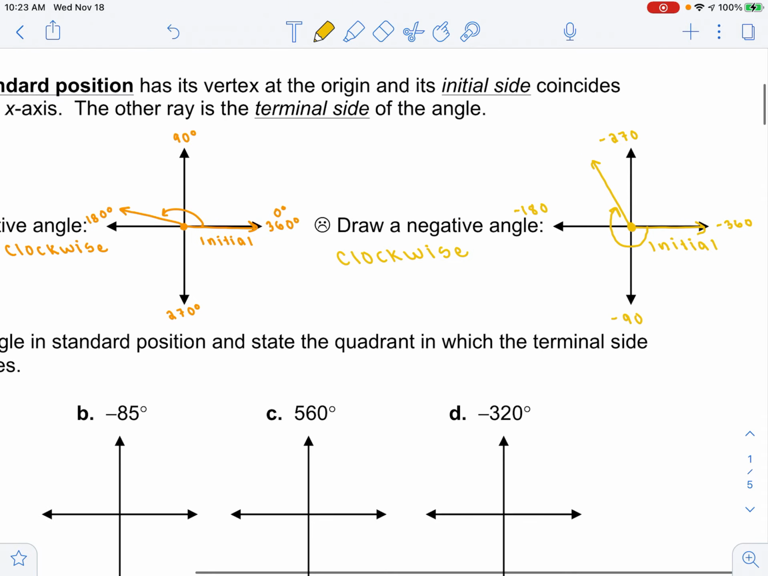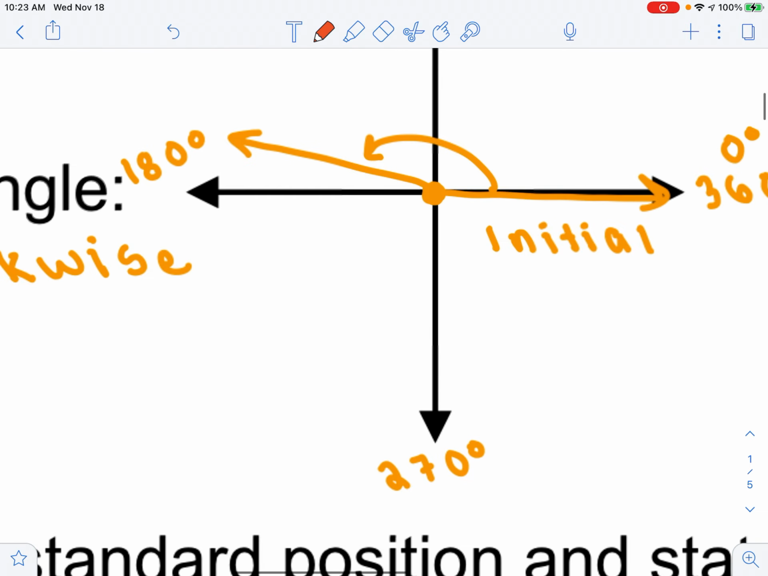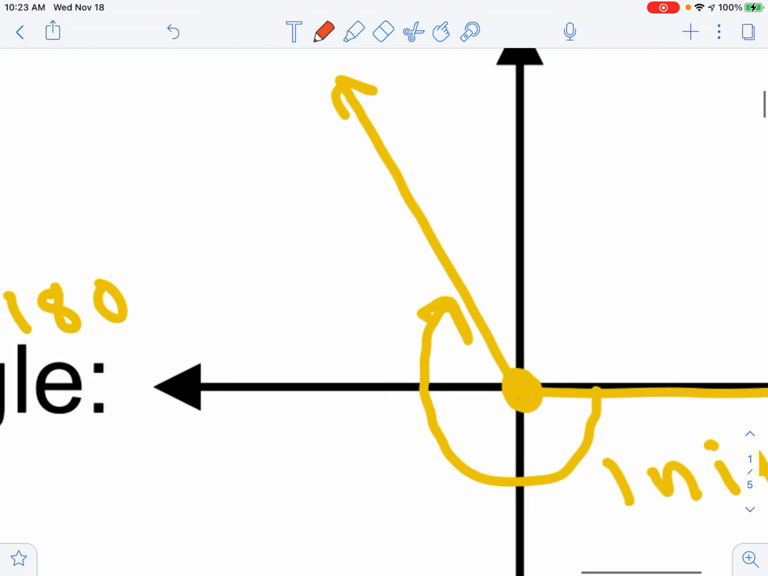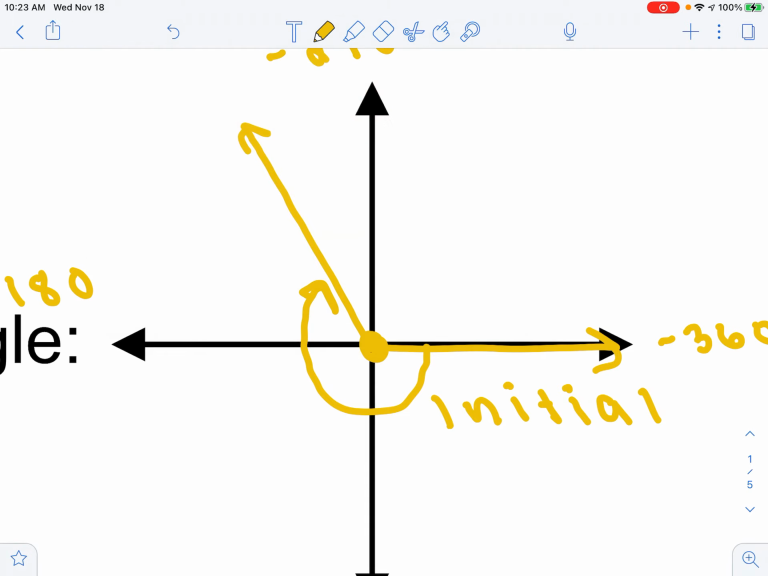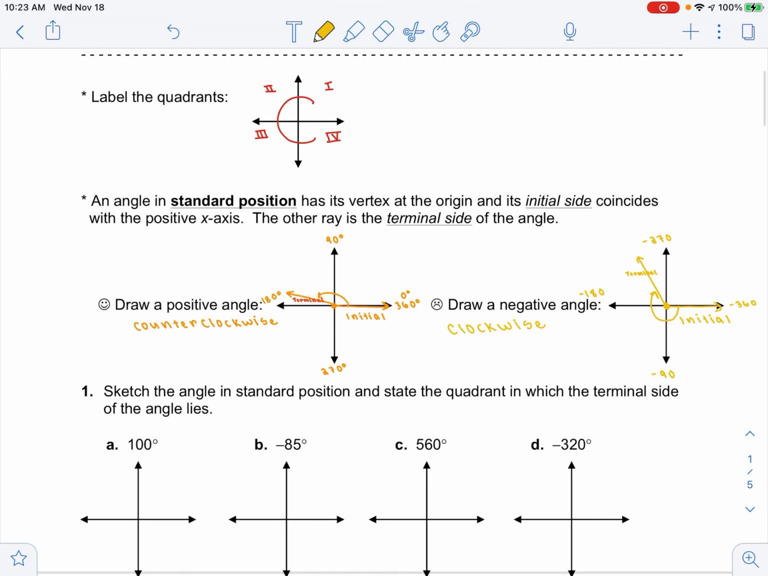Now, we call, obviously, the initial side, the side where you start, but where you end, we call that the terminal side. So for this angle over here, the terminal side was right here. And then for this angle over here, the terminal side was this piece right here. It's that ray that represents where you end. Okay, so that is some basic terminology.